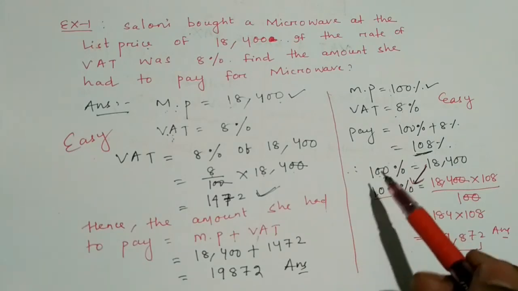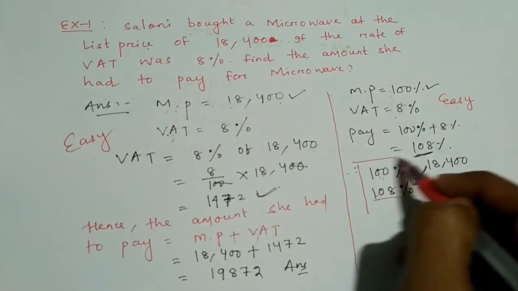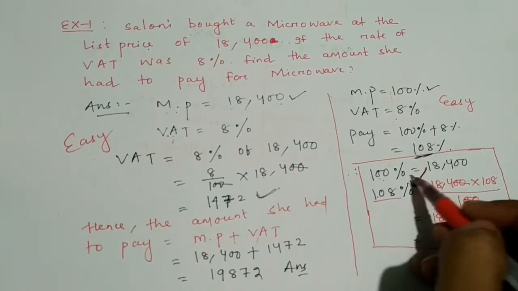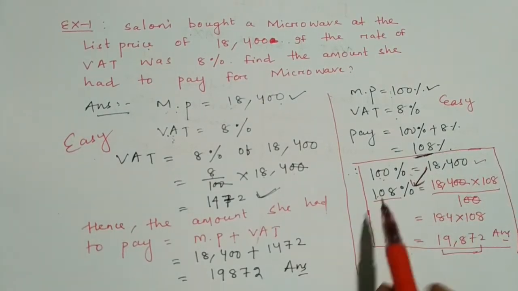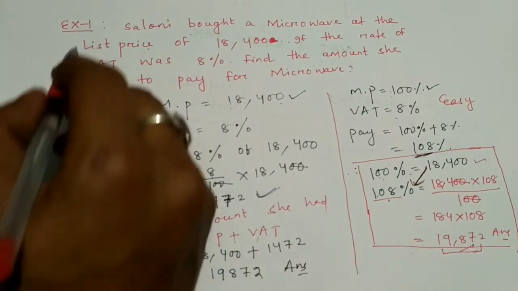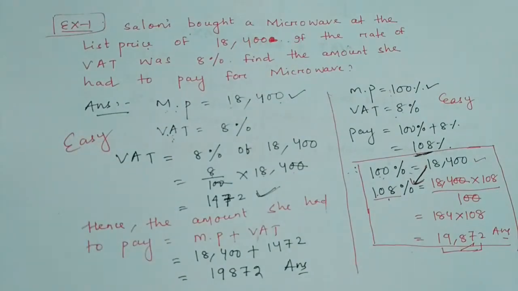You have to do just two steps. You know 100% is equal to 18,400. Find 108%. This is your answer. So this is your example number 1. So quickly go to the next question.